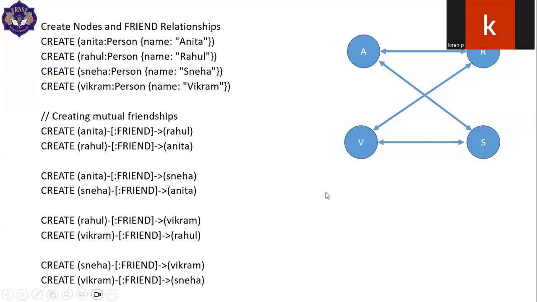So once we create the graph, in this case, what we have created actually created the nodes. This is how the relationship is created. In this case, the relationship is friend. So we've created a very simple representation. Now let us try to understand how to use queries.